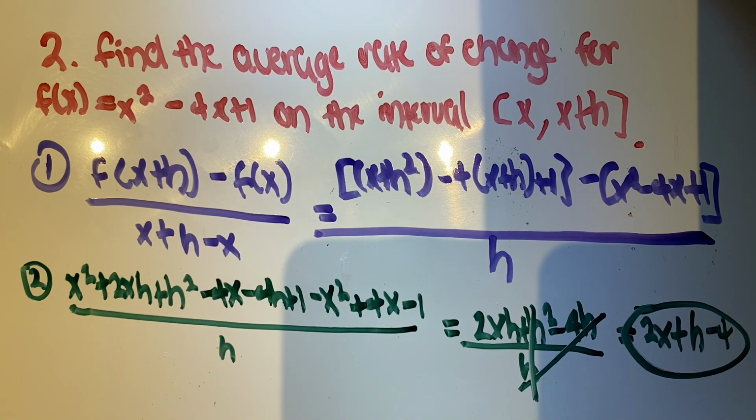Foiling this equation gives us the resultant equation of x squared plus 2xh plus h squared minus 4x minus 4h plus 1 minus x squared plus 4x minus 1, over h, which is equal to 2xh plus h squared minus 4h over h. We can cancel out the h's, and that gives us 2x plus h minus 4. This is the final average rate of change for the function.